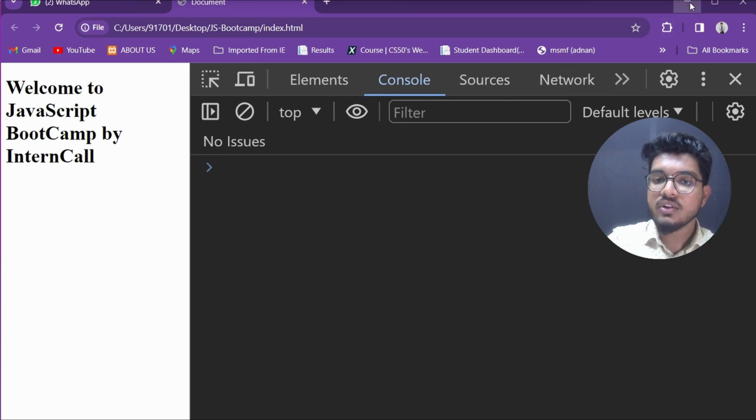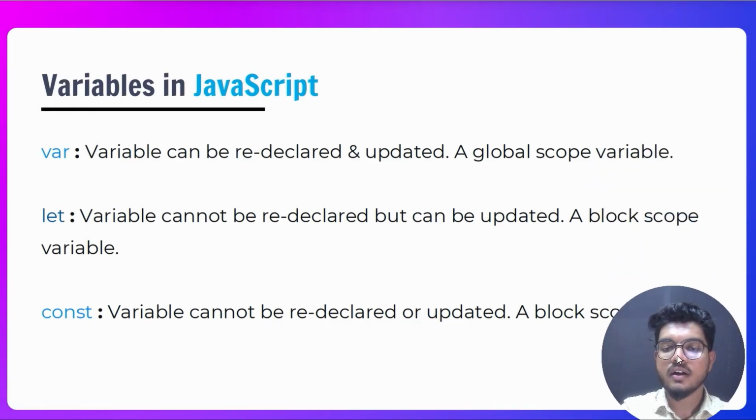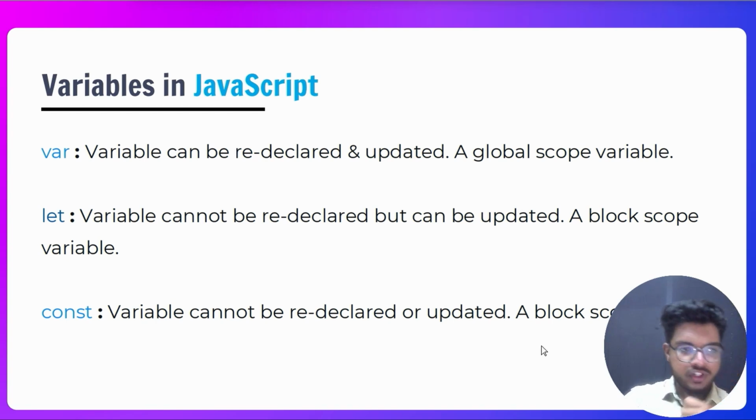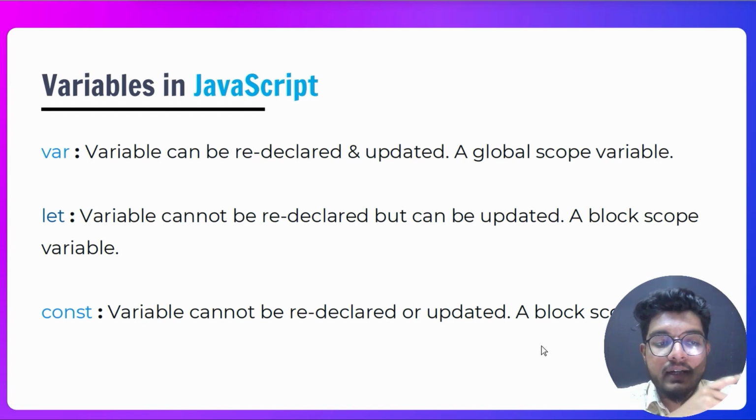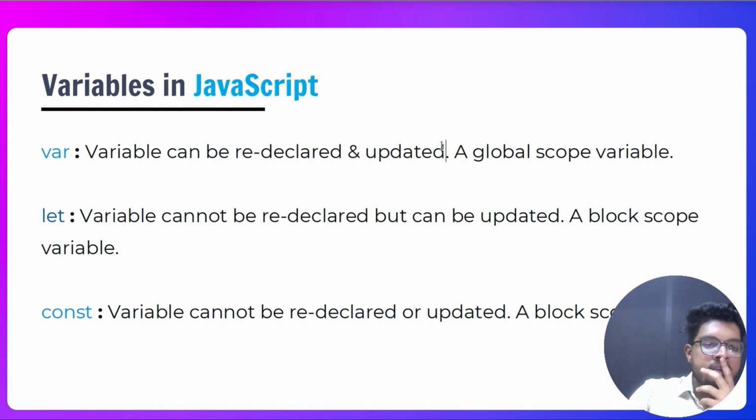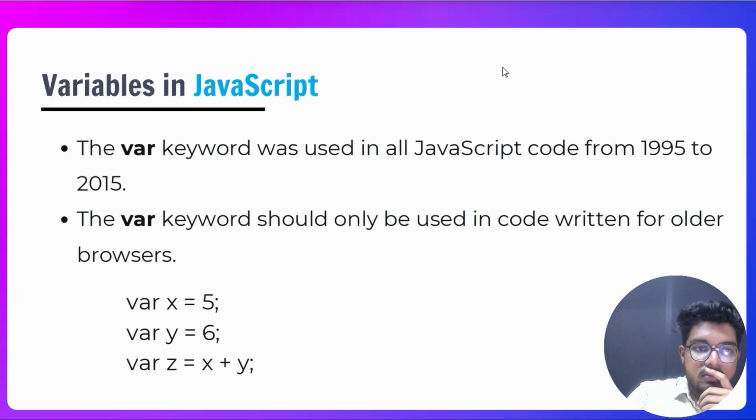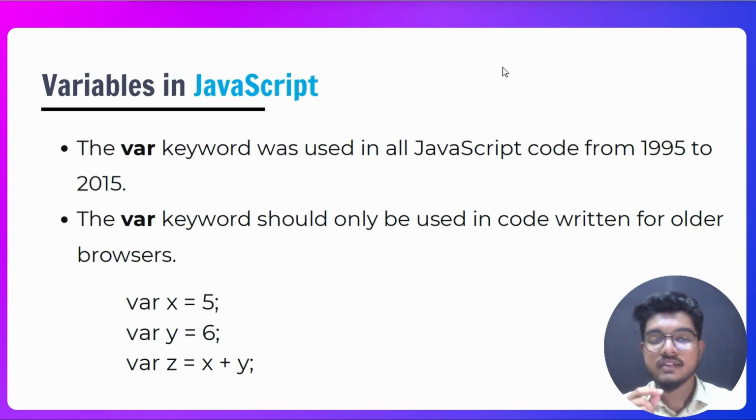We'll understand when to use which kind of declaration. So we have four types, right? Automatic, var, let and const. When we had var, what was the need to get let and const in ES6? That as well we'll discuss in the coming slides. What are those variables in JavaScript? The var keyword was used in all JavaScript code from 1995 to 2015. The var keyword should only be used in code written for older browsers.